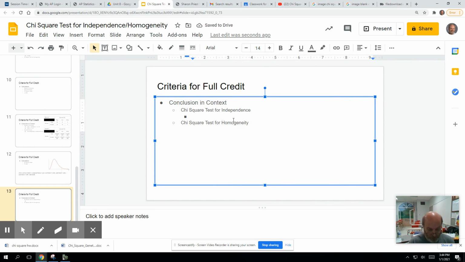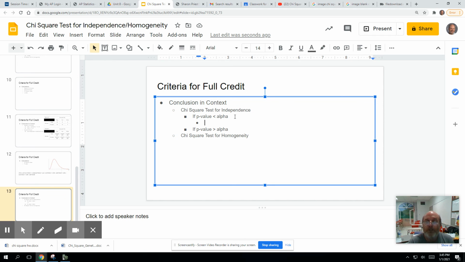For our chi-square test for independence, we have two cases. If the p-value is less than alpha, or if the p-value is greater than alpha. Again, it's very unlikely that your p-value is going to actually equal alpha. If it does, I'll let you go either way there.